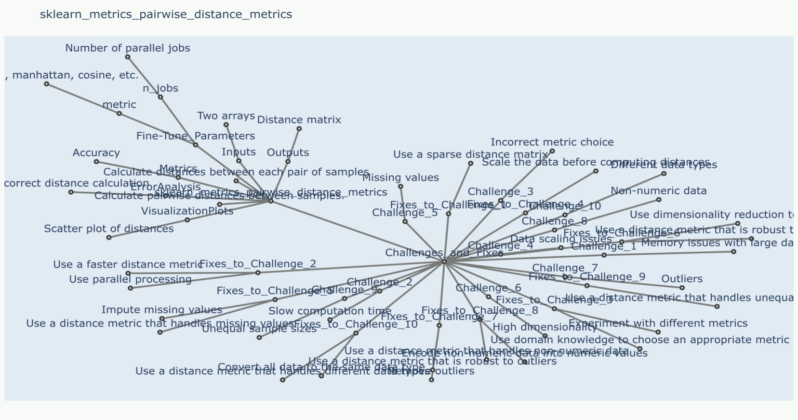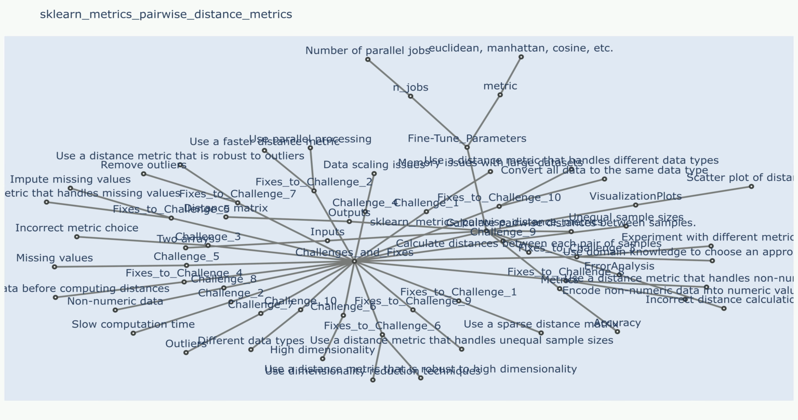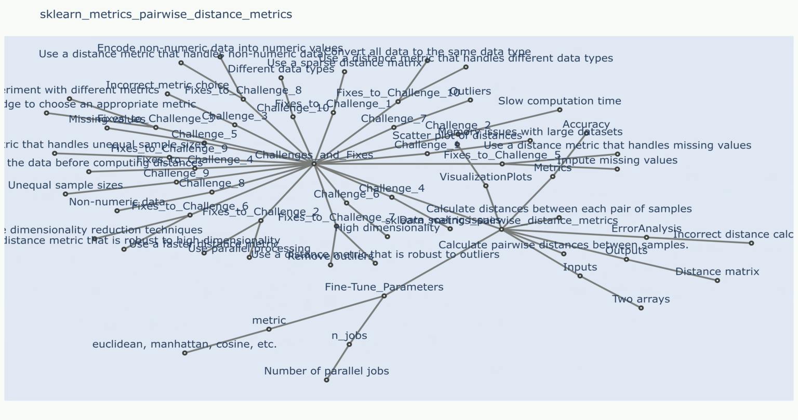sklearn.metrics.pairwise_distances. Description: the sklearn.metrics.pairwise_distances function is a versatile tool for calculating various distance metrics between data points. It provides a comprehensive set of predefined distance metrics, allowing you to select the most suitable one for your specific application.